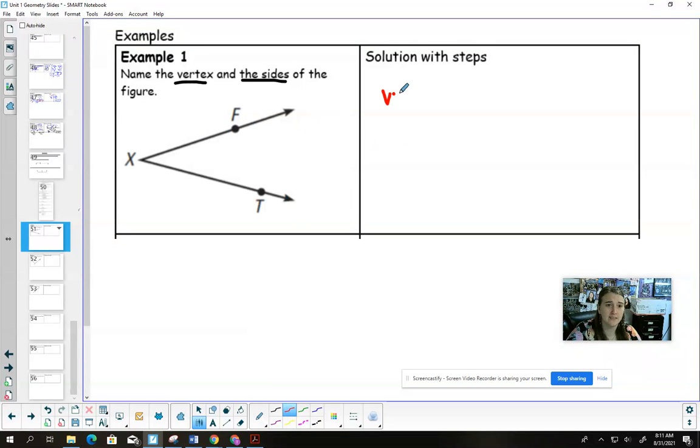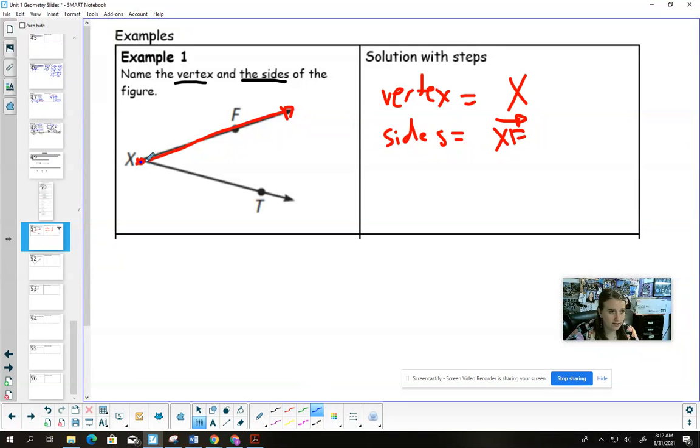So our vertex would be, in this case, where does our angle come to a point? Our vertex is going to be X. We call that our vertex. Our sides are going to be the names of the two rays that make up our angle. Here is one of them. What would we name that ray? It starts at X and goes off towards F, so we would call this ray XF. And then we have our other ray here. Starting at X and going off towards T, ray XT. So those are the sides of our angle. That's the vertex. These, therefore, are the 3 letters I would need to use in order to name the angle.